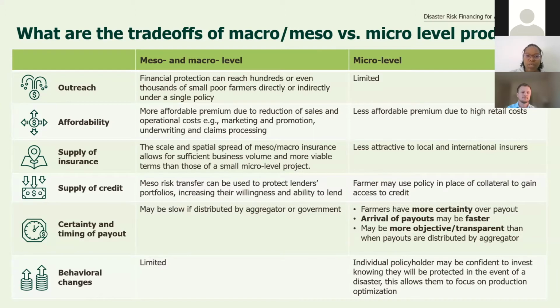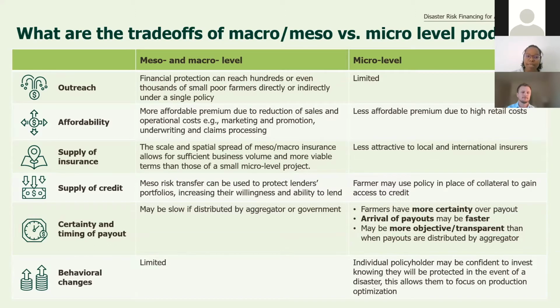Again, just to emphasize that the specific structure of the program determines how the benefits accrue to the various players in the program. And while meso and macro level programs can have significant advantages and benefits, of course, there are trade-offs to be made when we compare to micro level products. So in terms of outreach, meso and macro level projects really do enable programs to reach hundreds or even thousands of farmers at the same time.